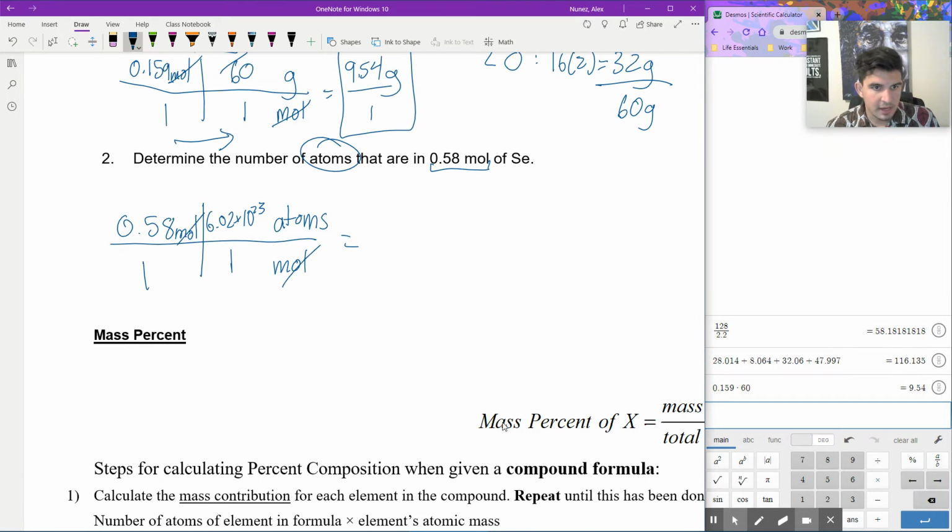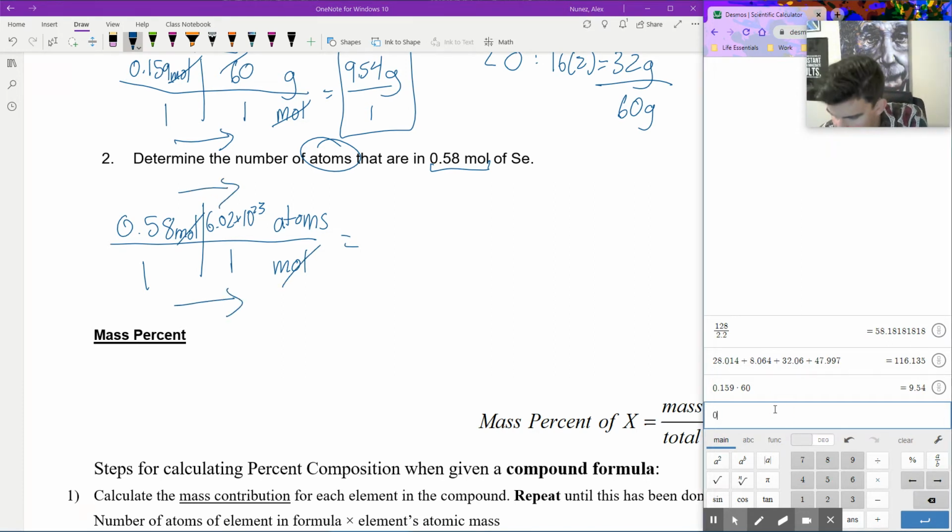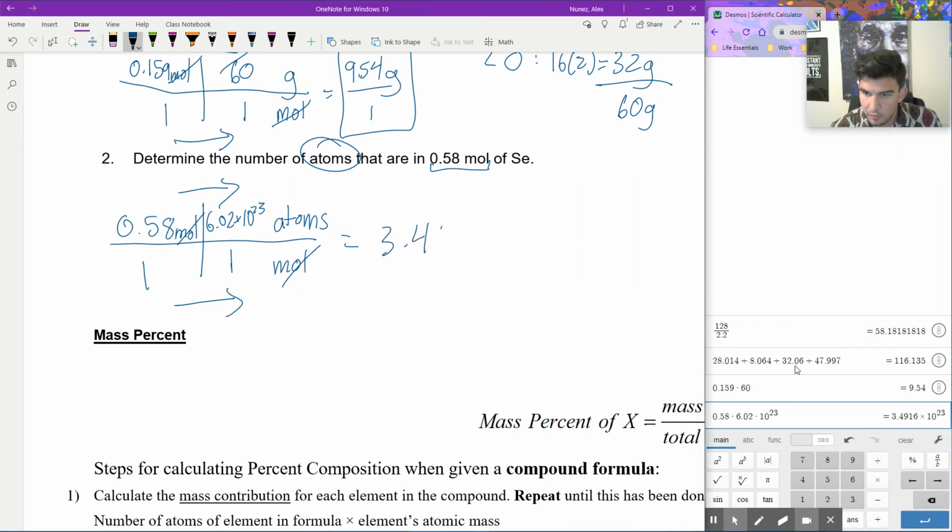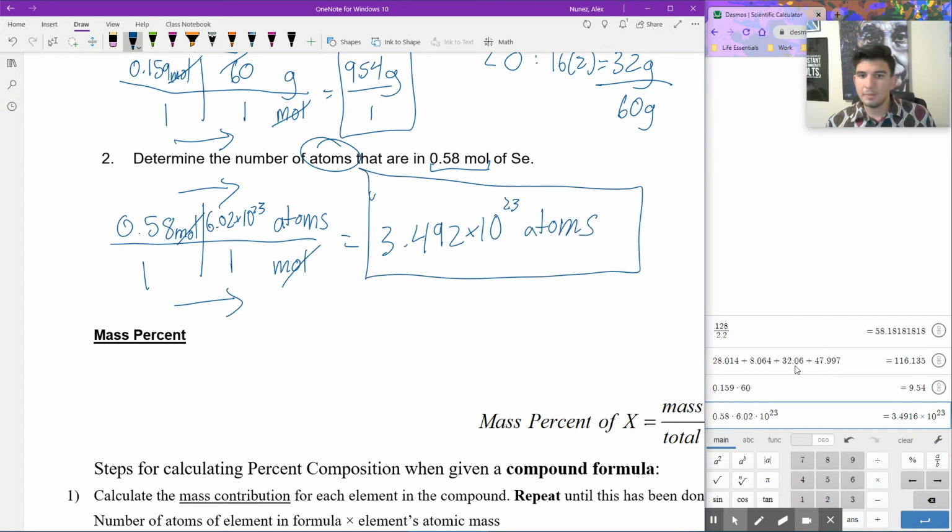Again, moles divide out, multiply across the top, multiply across the bottom. So that's 0.58 times 6.02 times 10 to the 23rd for a grand total of 3.492 times 10 to the 23rd atoms. In case you're wondering about rounding, read the problem for how many decimals you need to include.